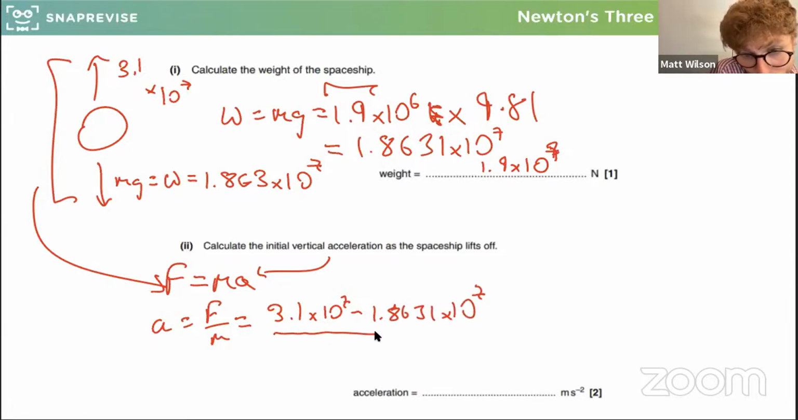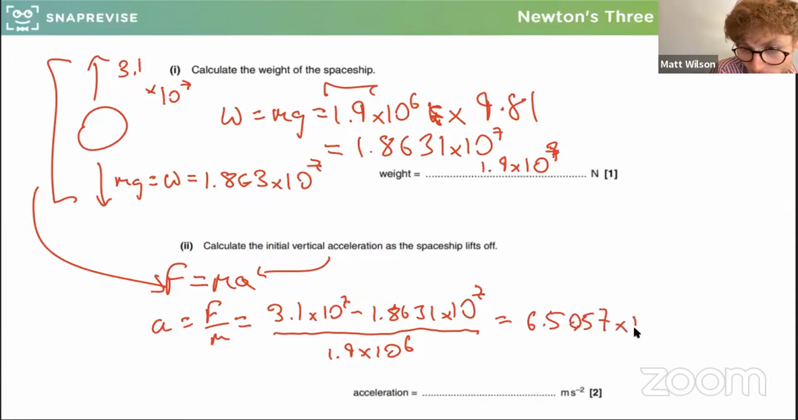It's good that the upwards force is bigger than the downwards force, otherwise the rocket wouldn't take off. And the mass was 1.9 times 10 to the 6. So we chuck that into a calculator and we'll get 6.5057. And that's it. Nothing else here. Meters per second squared. Again, everything was given to two significant figures. So that's way too many significant figures. 6.5 is perfectly good.